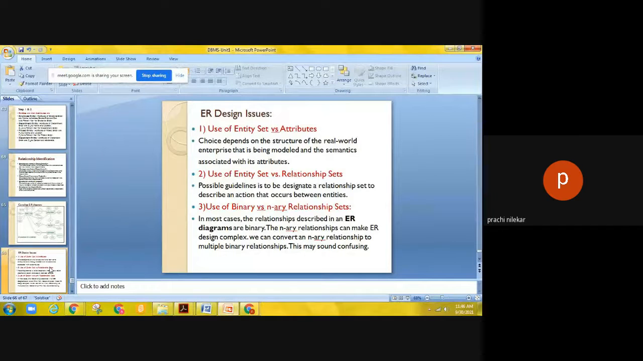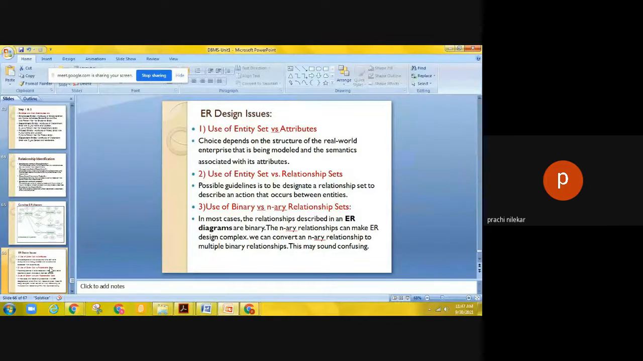Are you clear? There are two scenarios. In the first scenario, student is an entity and ID and name are attributes of that entity. But in the next scenario, ID is an entity. Means ID here may work as an entity set or an attribute, but choose wisely, as it depends on the structure of the real world. So this is one of the design issues, use of entity set versus attributes.